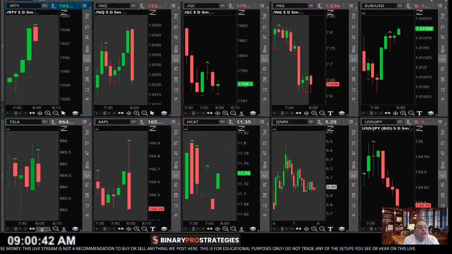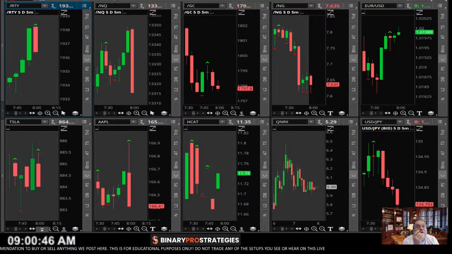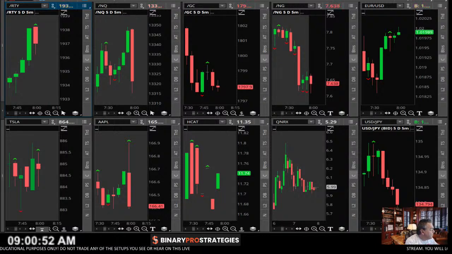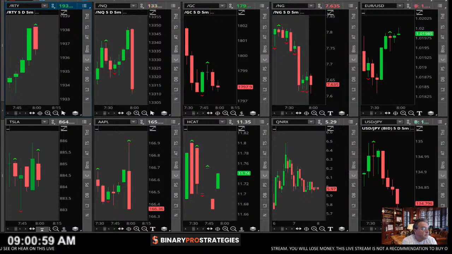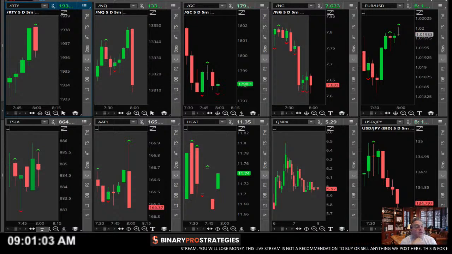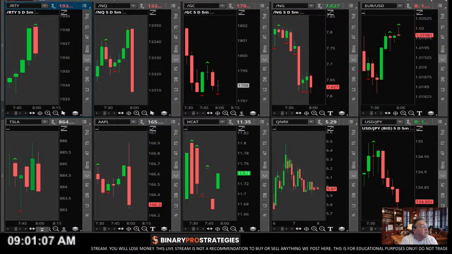I'm doing just a quick scan here to see what the market looks like right now. Looks like we're probably going to have a higher opening. All right, so let's just briefly take a look at what we're going to be trading this morning. Pretty much the same thing as last week, changed up a couple stocks.